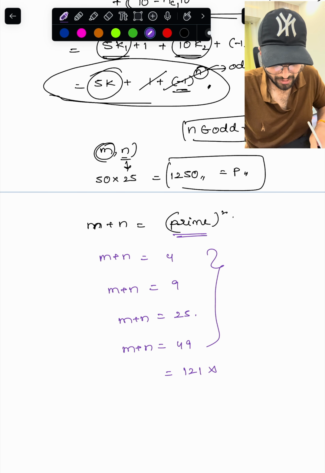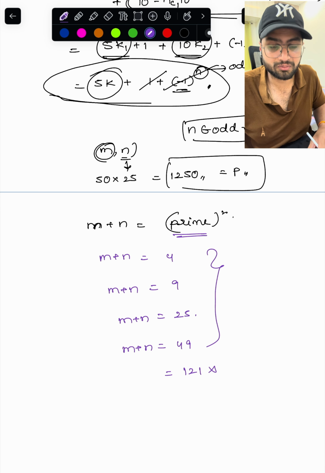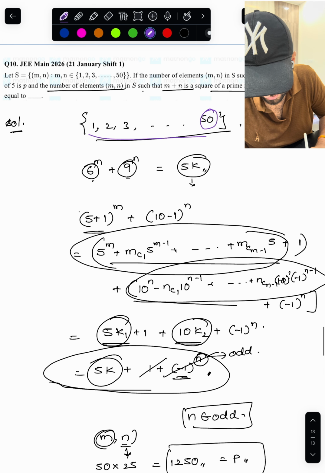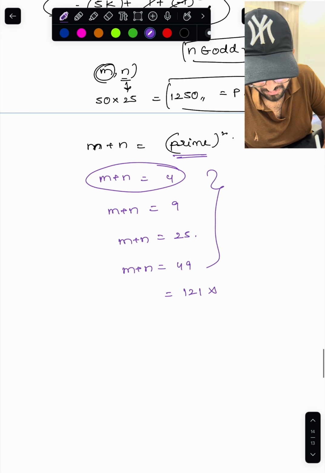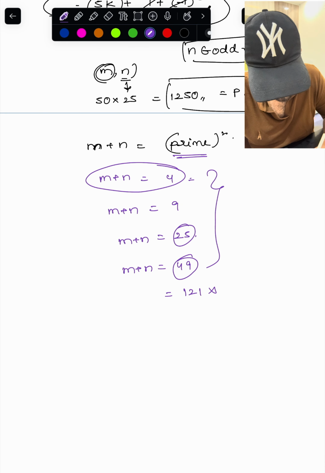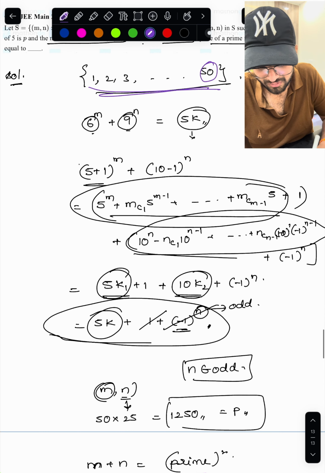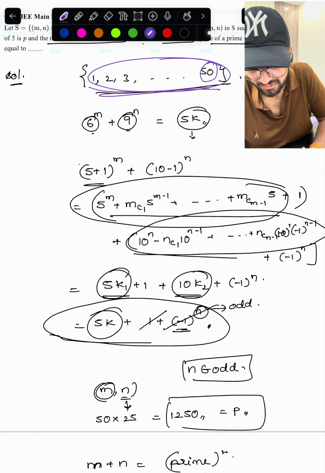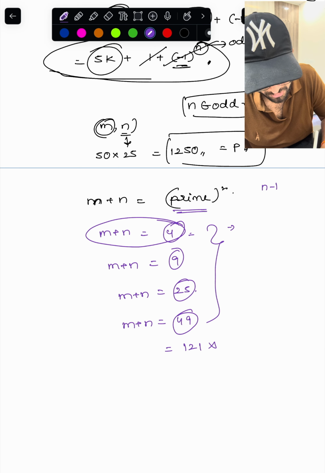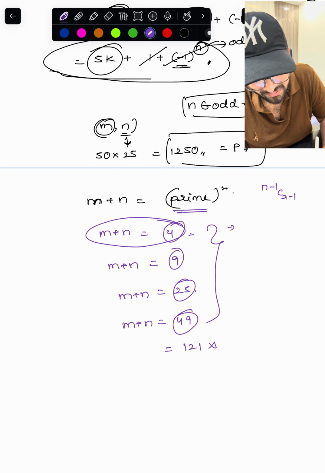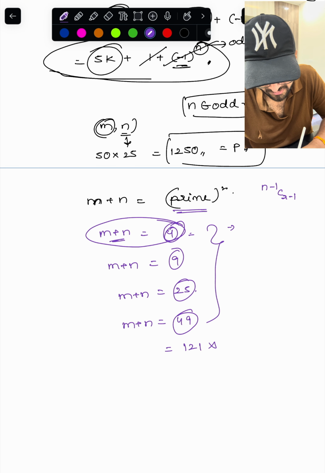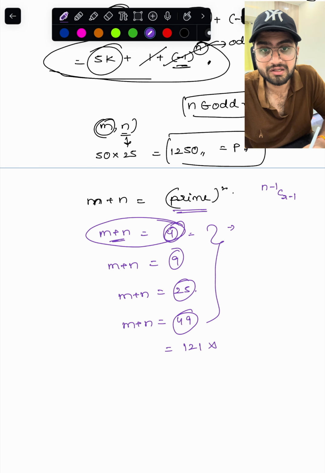So now you need to calculate how many m and n are possible for this kind of equations. It's clearly m and n belong to natural numbers only, so that means total number of positive integral solutions we can form, because this number does not exceed 50, so even m and n values do not exceed 50. The number of positive integral solutions formula is n minus 1 C r minus 1. Here n is 4, so 4 minus 1 is 3, r is 2, so 2 minus 1 is 1.